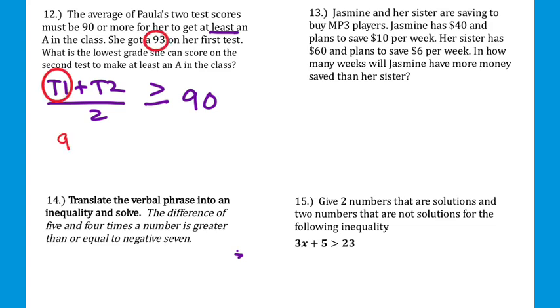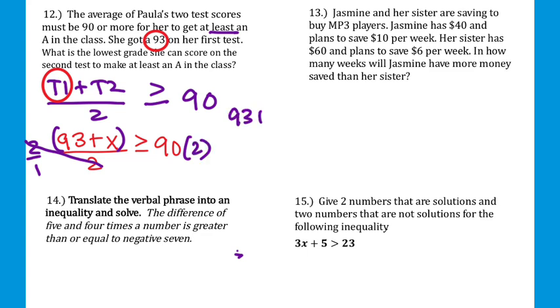The first test is 93, and we know we're dividing by 2. In order to isolate this variable, we have to first multiply both sides by 2, so it's no longer a fraction. And now we simply just subtract 93. And we get that she must earn at least an 87 or higher to keep her A.